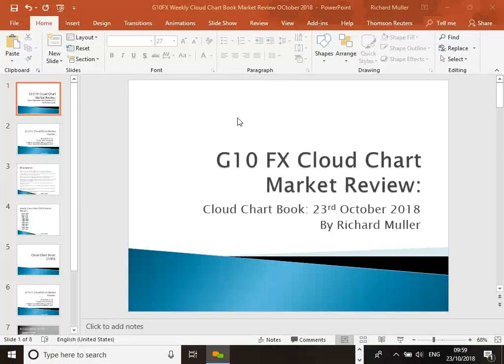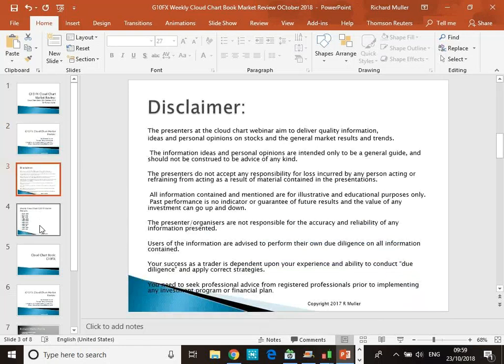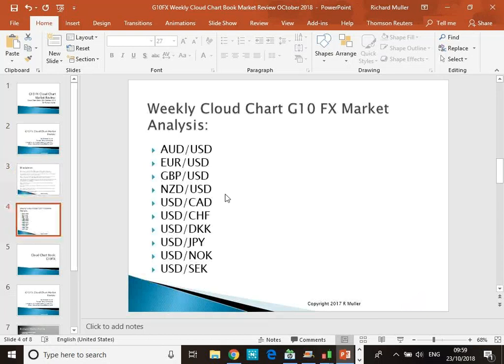Good morning, everybody. It's the 23rd of October, and this morning I'd like to do my G10 FX Cloud Chart market review, looking at the G10 currency pairs. There's the disclaimer. These are the currency pairs I'll be covering in that order.